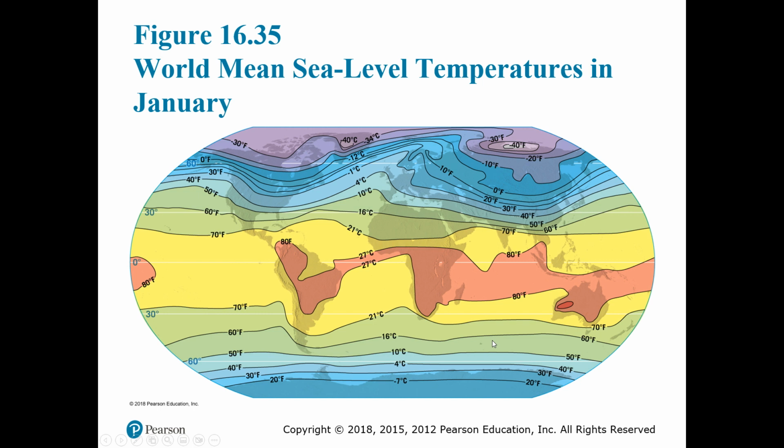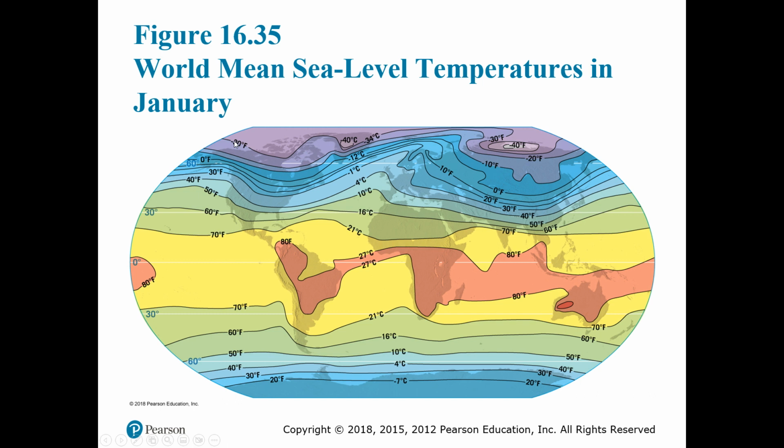Here is our world mean, or average, sea level temperatures in January. Notice the warmest concentrations are typically occurring over land. And this data here is in Celsius, but it's also reported in Fahrenheit. So depending on what you're more accustomed to understanding in terms of what this would feel like, negative 30 degrees Fahrenheit or negative 40 Celsius.